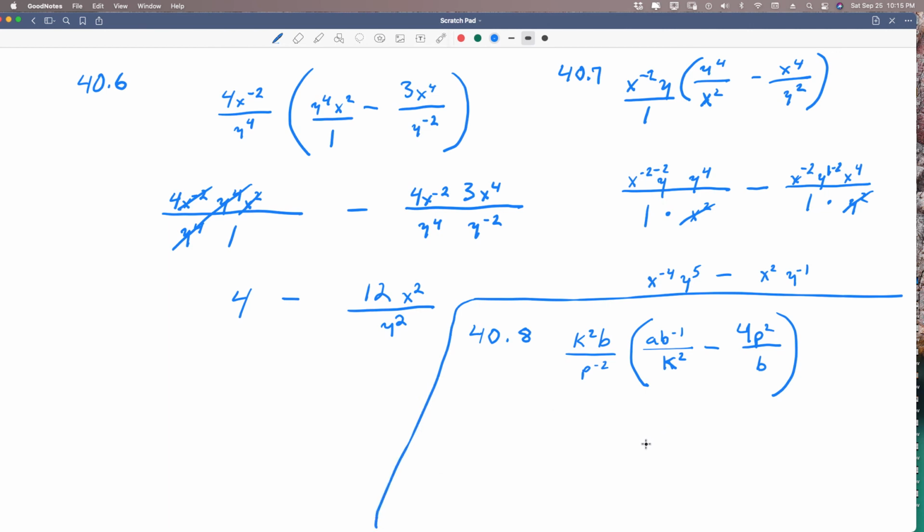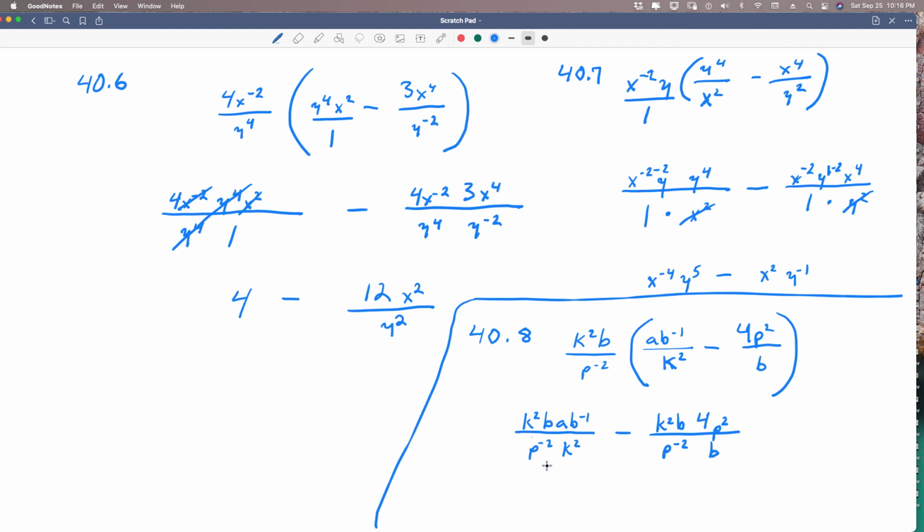All right, so now we're going to distribute. I'm going to start right here. We're going to put a line here. And again, k squared b over p to the negative 2. And our first is a b negative 1 over k to the 2. And minus, and we do another line. We do k squared b p to the negative 2. And then we bring in this second fraction, 4p squared b. It's a b, not a 6. I know it could be confusing sometimes with my handwriting.